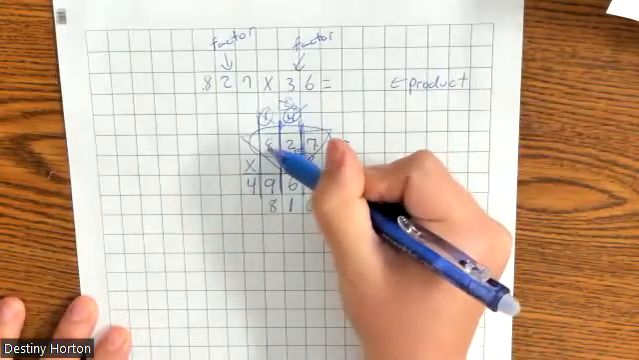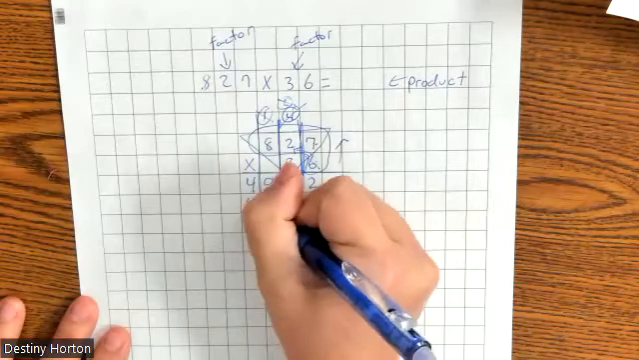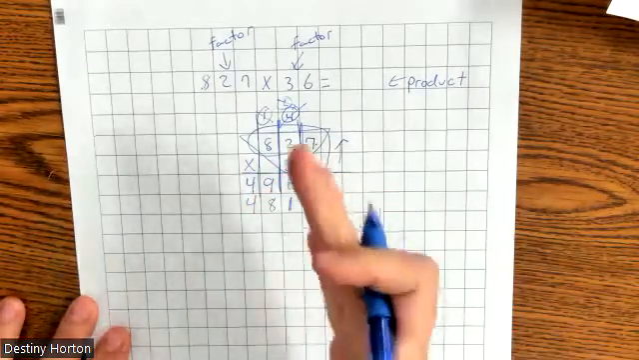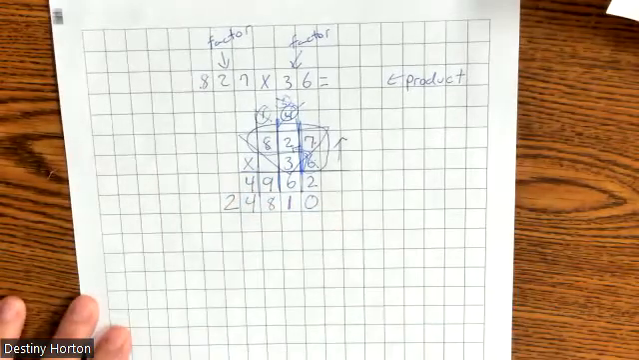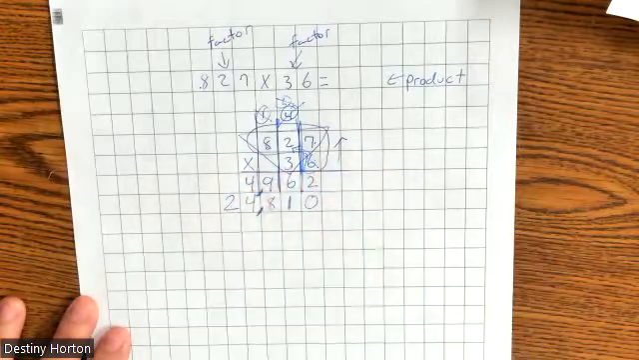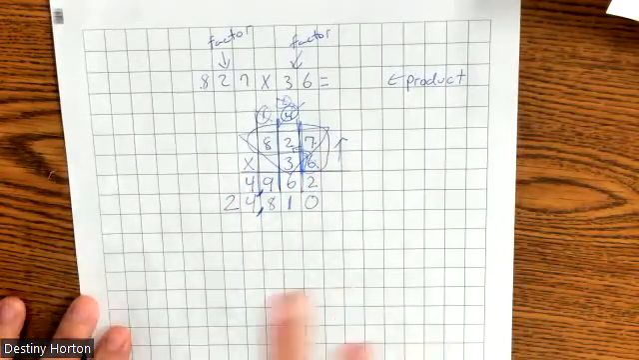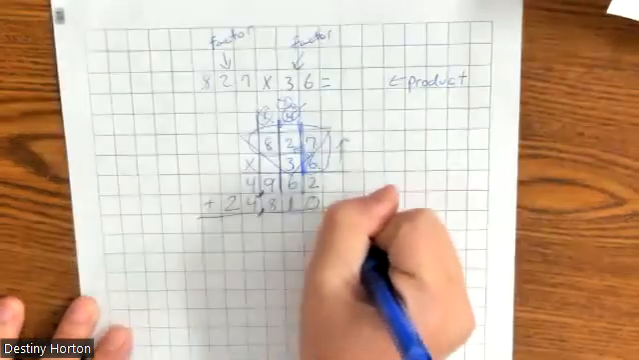Now I can do my 3 times 8, and 3 times 8 is 24. So I put my 4 in my thousands, and I don't have another place to regroup to, so I scoot my 2 over to the next place value. Don't forget to add your commas. Now that I have multiplied everything in my problem, I'm going to add.